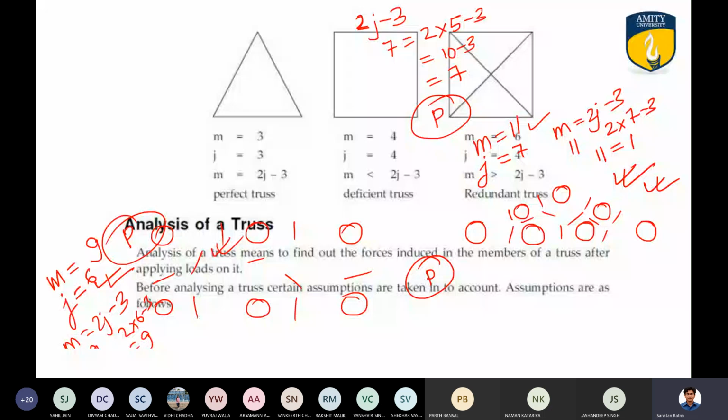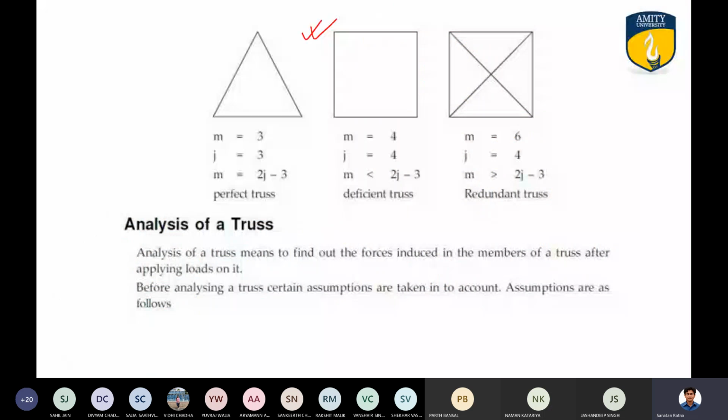Can you see the new slide now? Yes, sir. Okay. Now, tell me about this square one. Use the formula again. Tell me about this square one, the middle one. Please tell me, everyone.